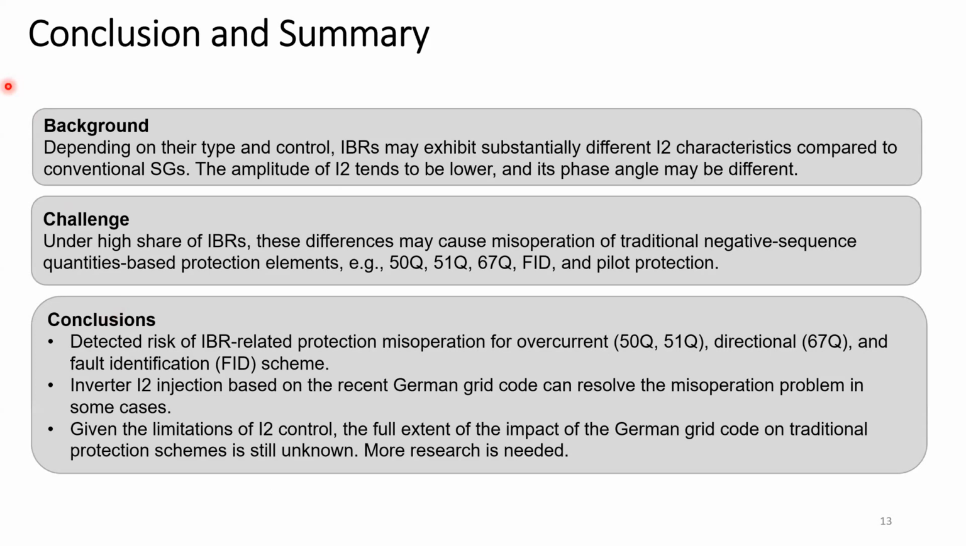The first question would be, how can we deal with balanced faults? Is the solution blocked? Well, when there is a balanced fault, the negative sequence voltage at the terminal of the inverter is basically zero. So automatically there is no negative sequence current injection, because the amplitude of negative sequence current is proportional to negative sequence voltage. When there is no negative sequence voltage, there is no negative sequence current injection.